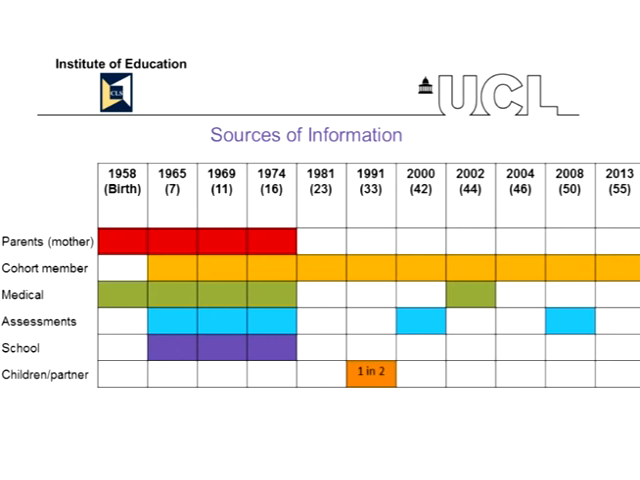And then at age 33, the children of half of the cohort were given assessments which were very similar to the assessments which the study members themselves had taken in childhood, which allows researchers to look at intergenerational transfers of ability.